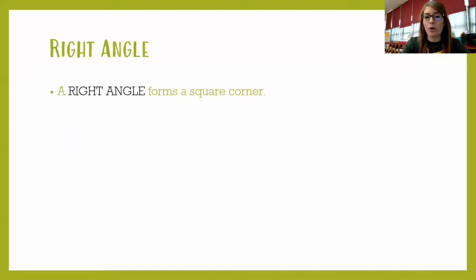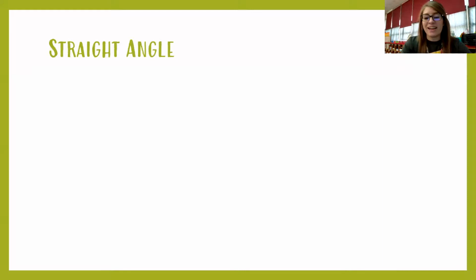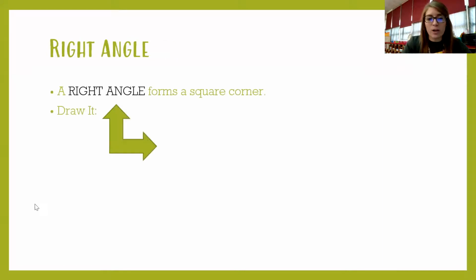And then we've got a right angle. A right angle forms a square corner. It looks like that. That square corner is right here. See how it kind of forms like you would think of a corner of a room. That would be a right angle where they meet like this, forming a square corner.